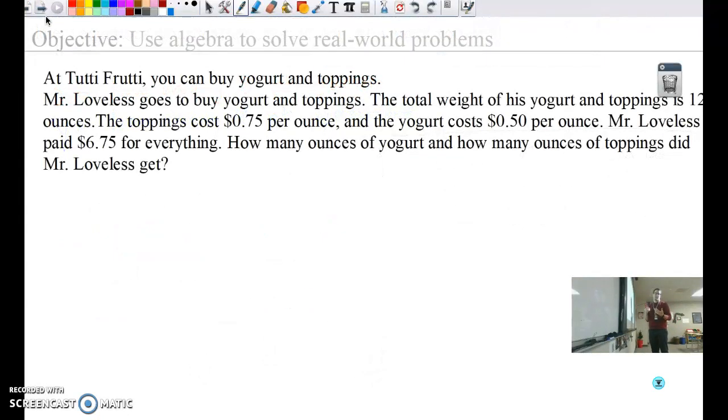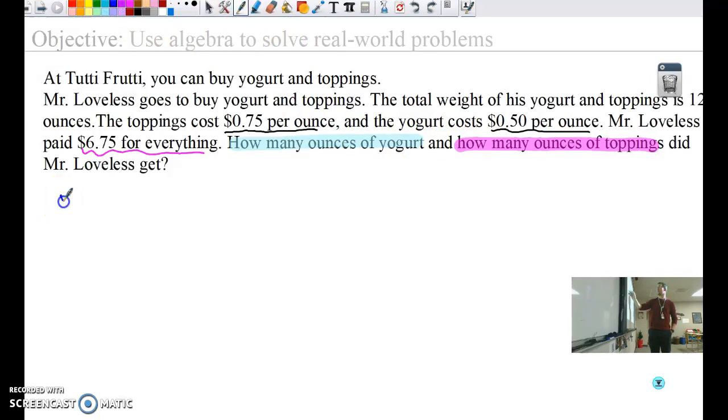If you're going to buy yogurt, if you've been to Tutti Frutti or Cherry Berry, you have to choose your flavor, put the stuff in there, and they weigh it and tell you how much it costs. Let's say your toppings cost 75 cents per ounce and the yogurt costs 50 cents per ounce. I paid $6.75 the last time I went to Tutti Frutti. I want to know how many ounces of yogurt and how many ounces of toppings. Those are going to be my two variables. It's as easy as that.